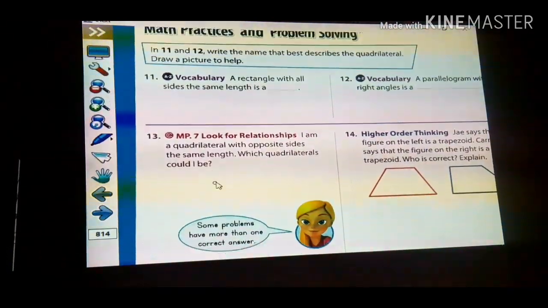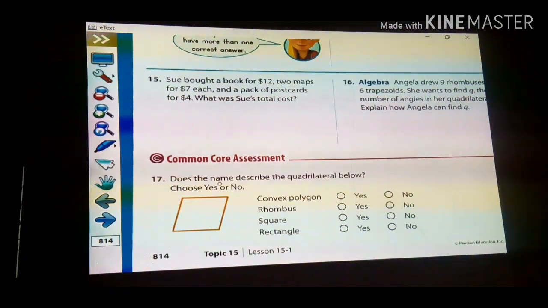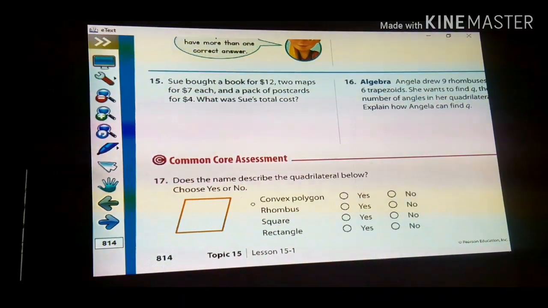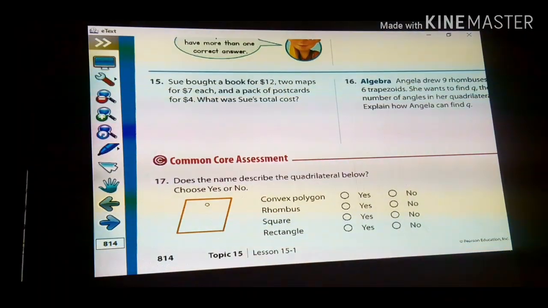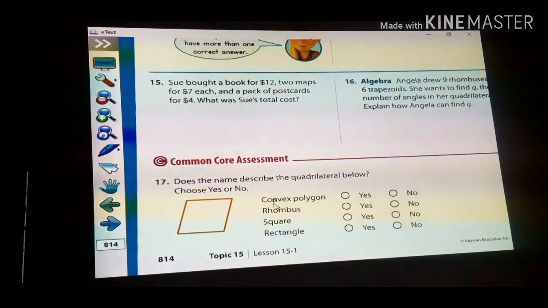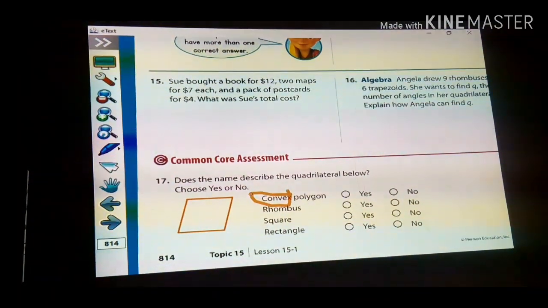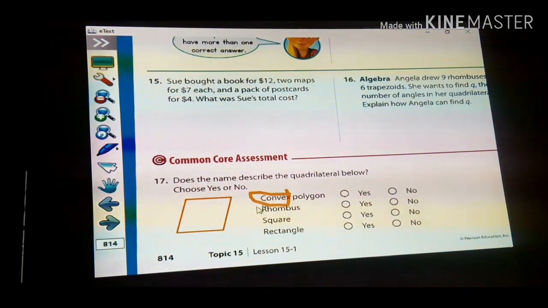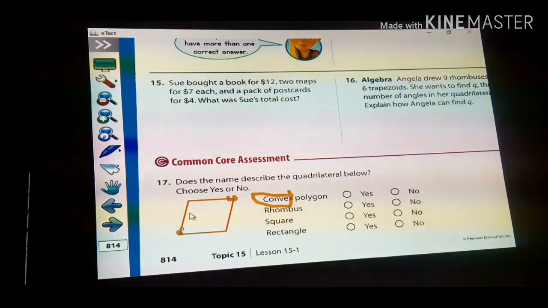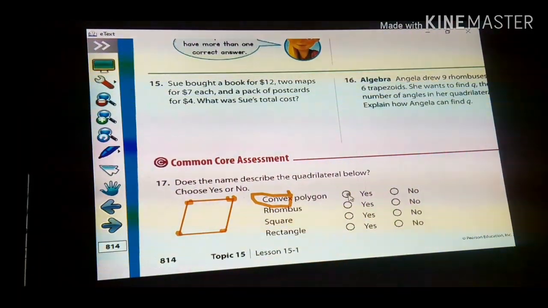Back to our lesson. Exercise number 17. Does the name describe the quadrilateral below? Choose yes or no. This shape is a rhombus, right? So is it a convex polygon? Is it convex? Is it out? Look here at the point. Yes, it's out. It's pointing outside, so we can say this.